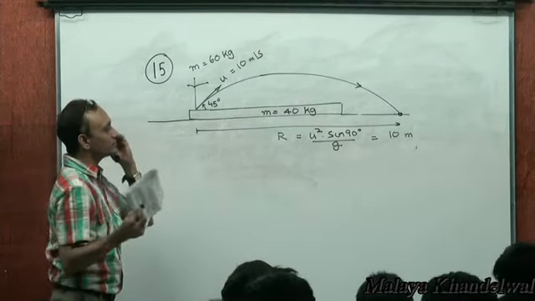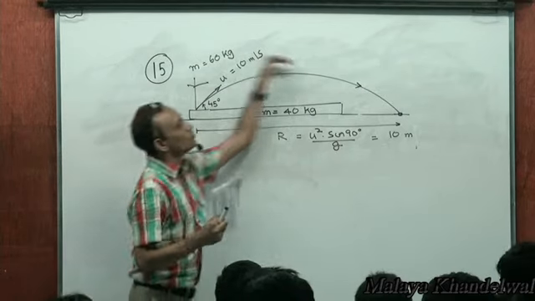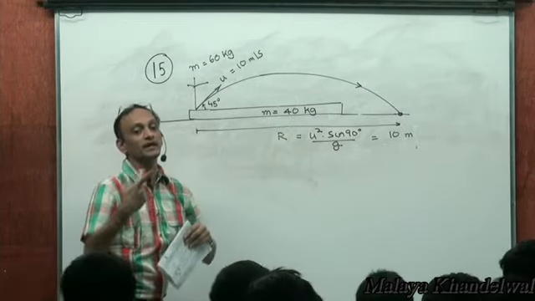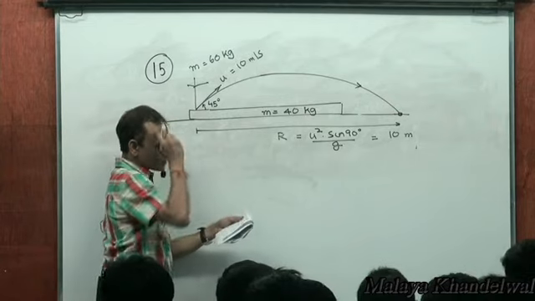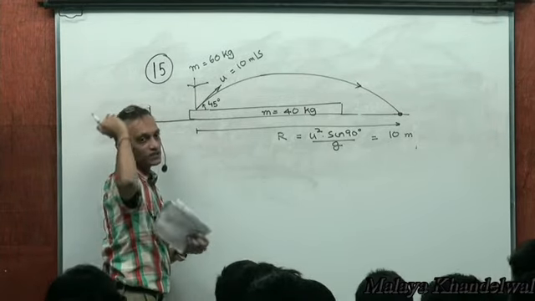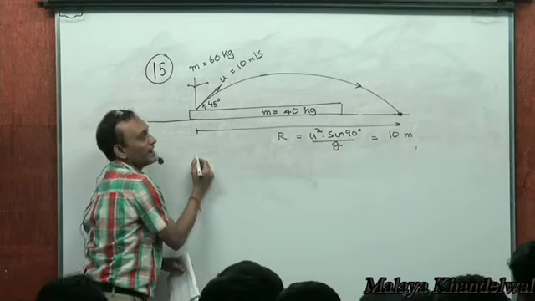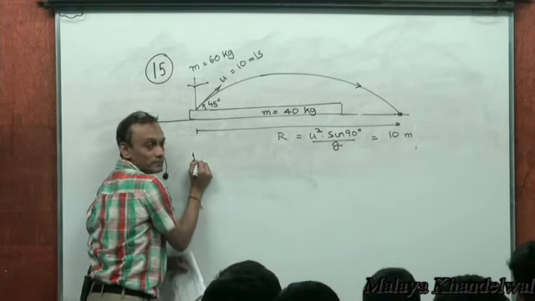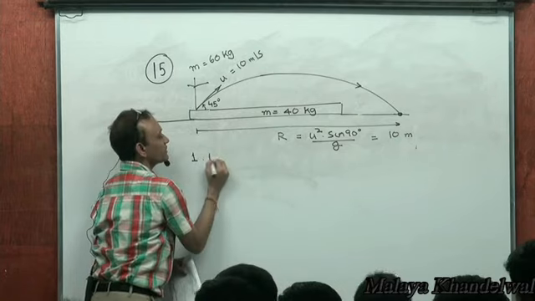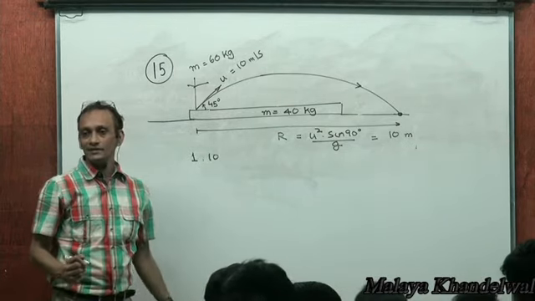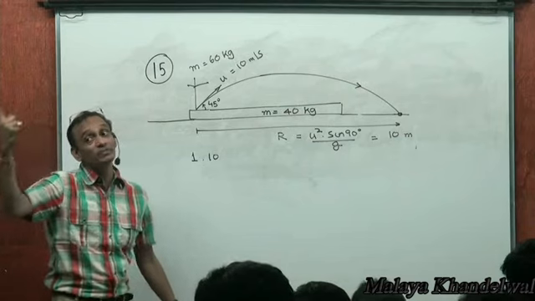Now very simple. The stone has disturbed the center of mass. The mass of the stone is given to be 1 kg. It has disturbed the center of mass by what amount? 1 mass into the range of 10 meters. That's the extent to which it has disturbed the center of mass.